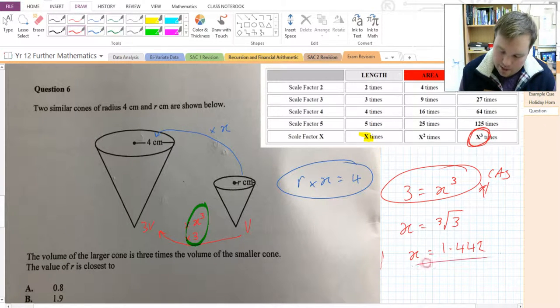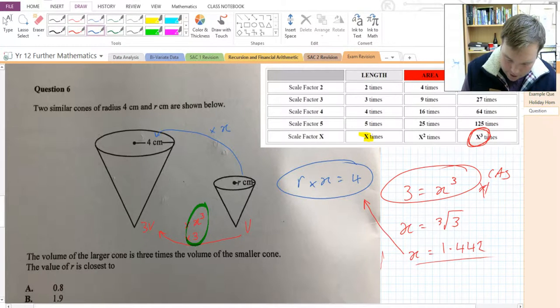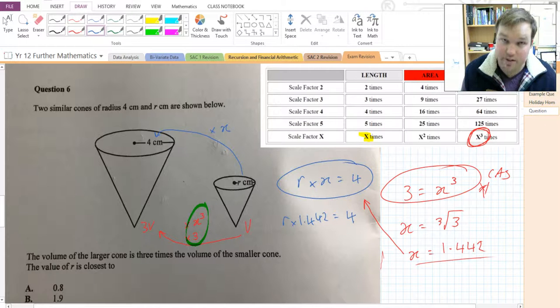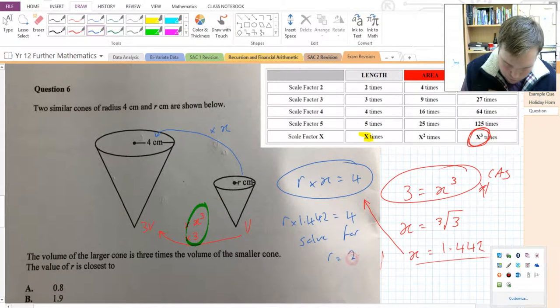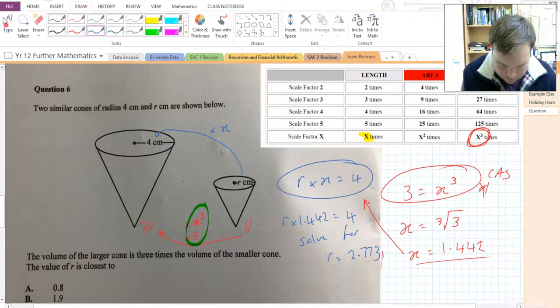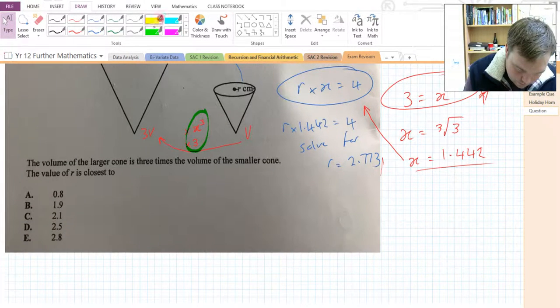So now we know the scale factor, we can put that back into our formula here. So what we can say is that the radius is multiplied by 1.442, and that gets us to 4. Solving this equation for r, so solve for r will equal 2.773, which rounds to 2.8.